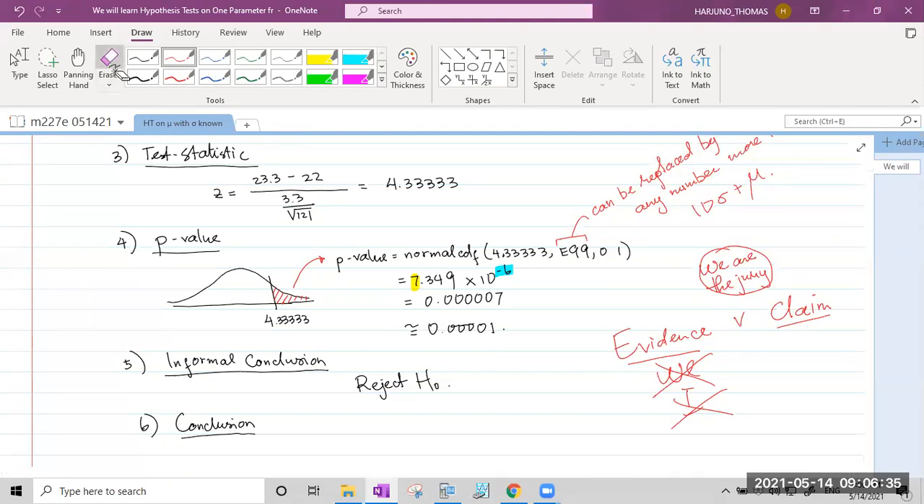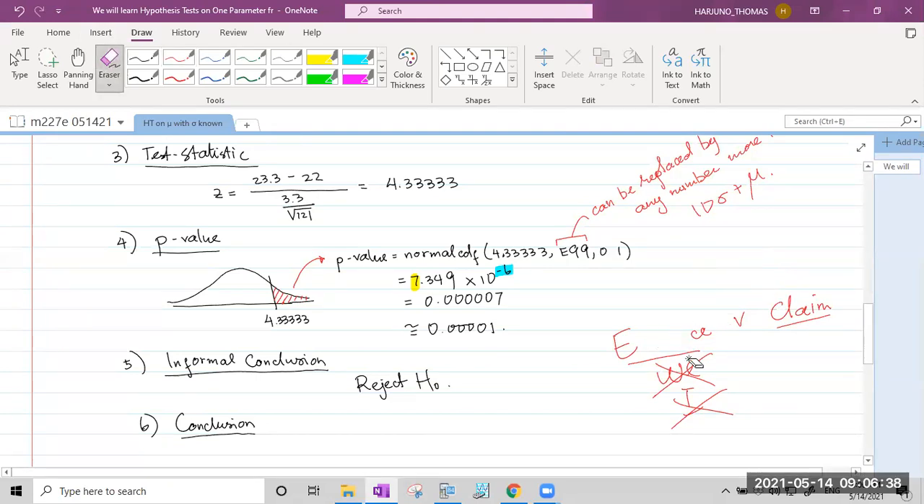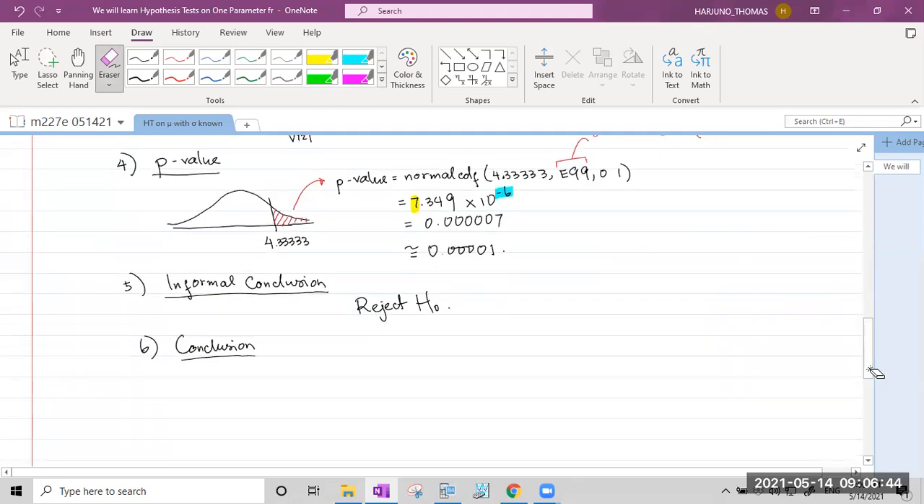Okay, so the conclusion. Again, remember, we never use the word I, we never use the word we, we never use the word proof. Once you use any one of those three words, it's a dead sentence. That's it. You lost all of the points. So never use those. Okay, conclusion.